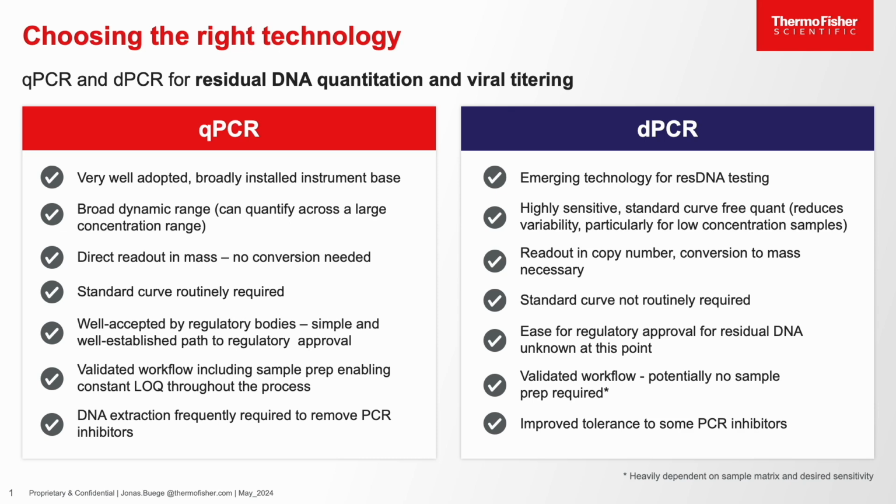qPCR is mostly used with sample prep, including a DNA extraction step. Digital PCR often doesn't require the extraction step, and dilutions of the sample to dilute inhibitors and move the concentration into the dynamic range is often sufficient.